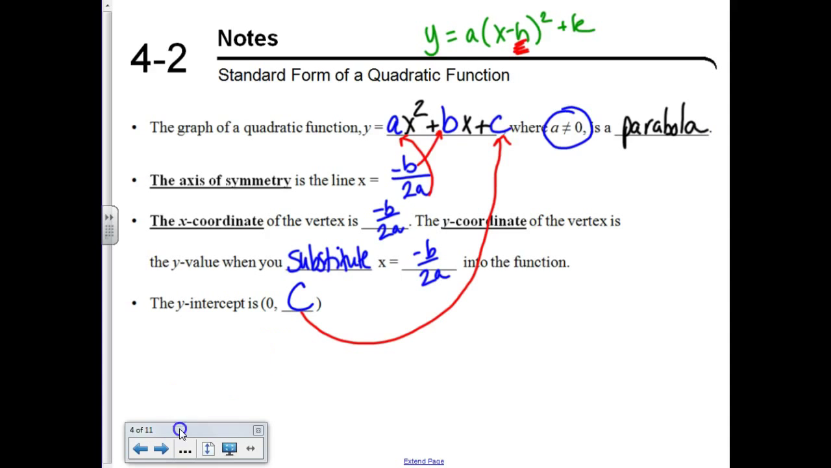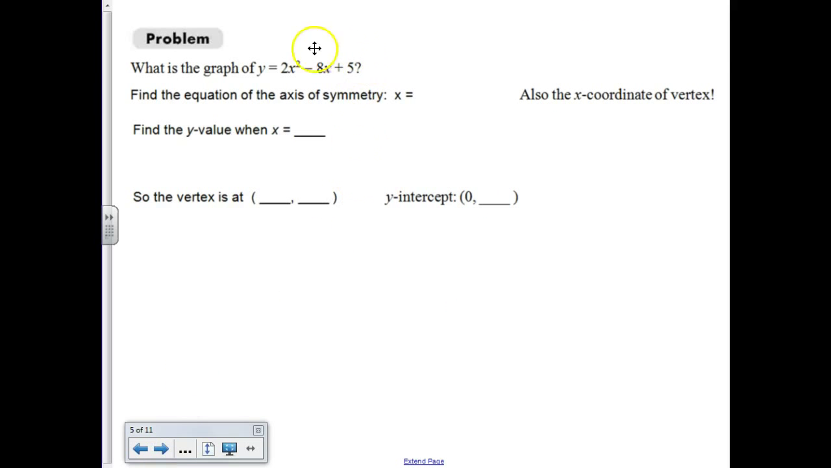So let's look at some examples with numbers. This is an original problem, 2x squared minus 8x plus 5. This is definitely standard form of a quadratic. Here's my a, here's my b, and here's my c. The first step is I have to find the axis of symmetry line, which the formula was x equals negative b over 2a. Negative b means I take whatever the b value is and give the opposite sign. So instead of negative 8, we're going to write down positive 8.